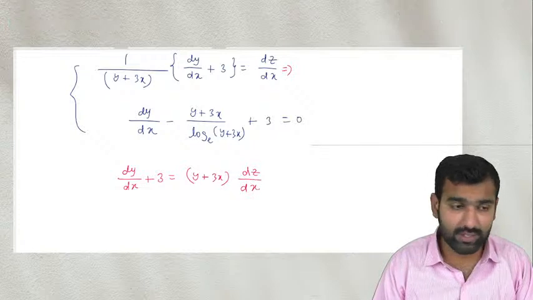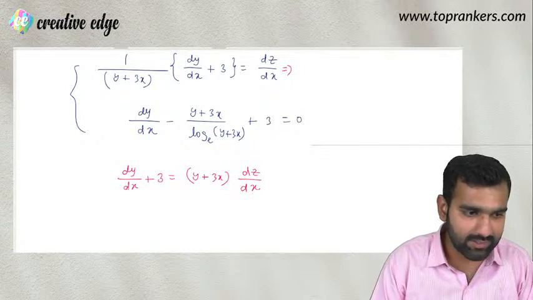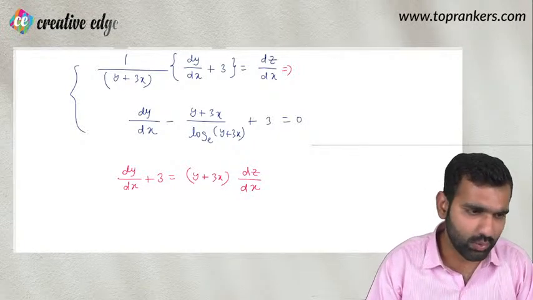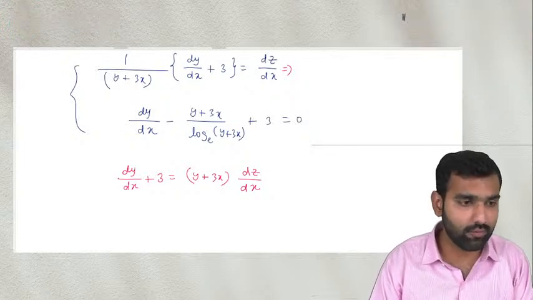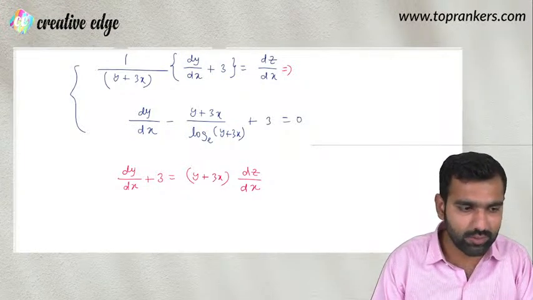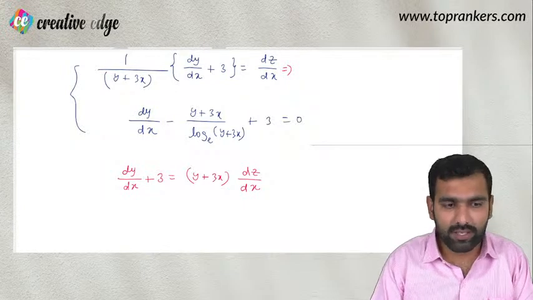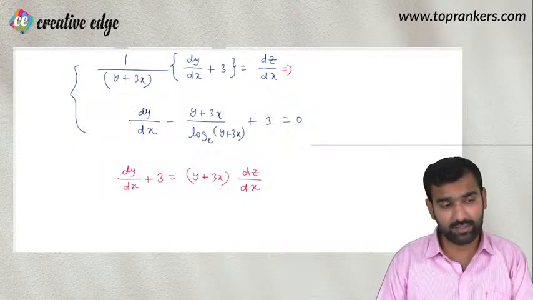I hope you are seeing it. What I have done is nothing. Y plus 3x I have taken on the other side because this was in the factor form. So we have dy by dx plus 3 on the left hand side and y plus 3x times dz by dx on the other side.